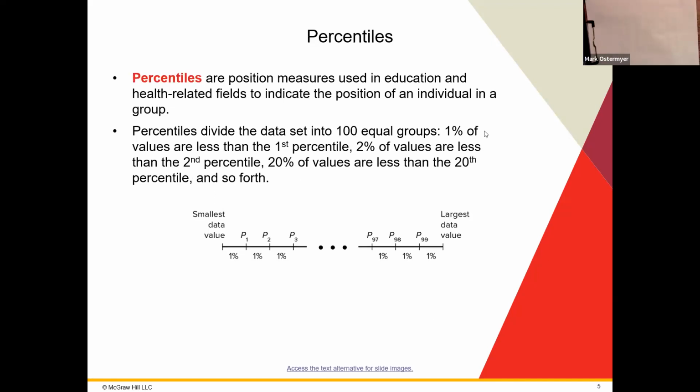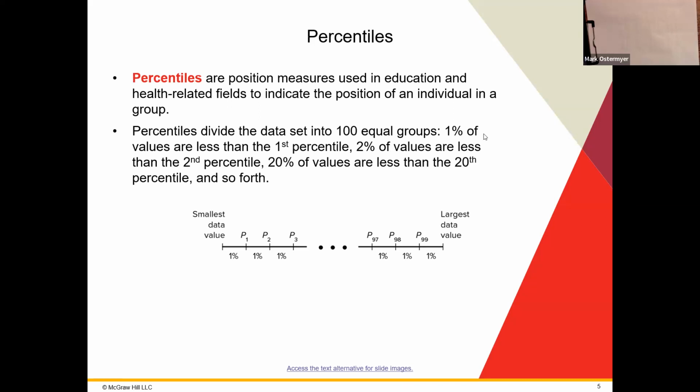All right, percentiles. What are percentiles? Well, percentiles are numbers that partition your data set up into 100 equal size intervals. Percentile, percent means per 100.